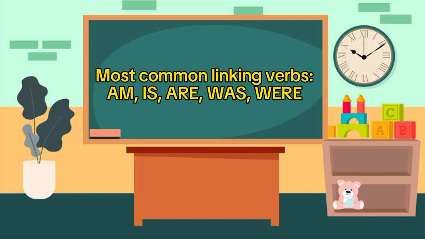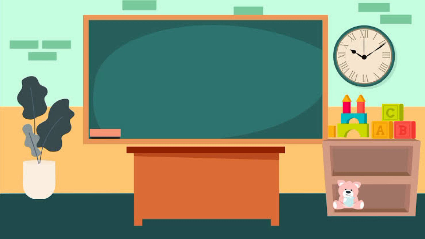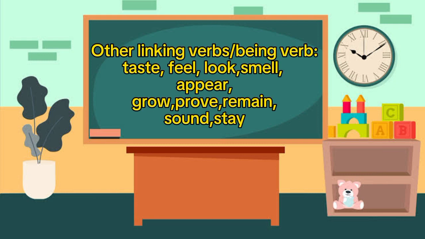These are the most common linking verbs: am, is, are, was, and were. They belong to the verb to be. We use am or was with the pronoun I. We use is or was when the subject of the sentence is singular. We use are or were when the subject is plural. Other linking verbs or being verbs are taste, feel, look, smell, appear, grow, prove, remain, sound, and stay.